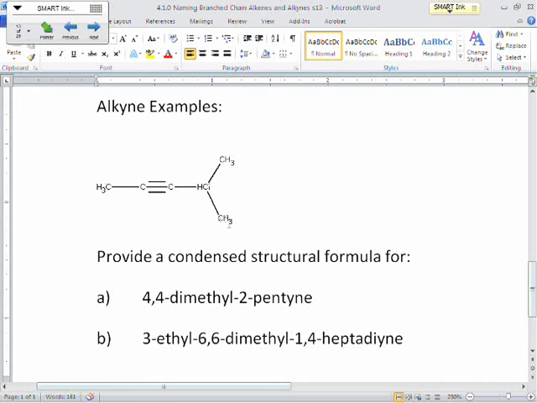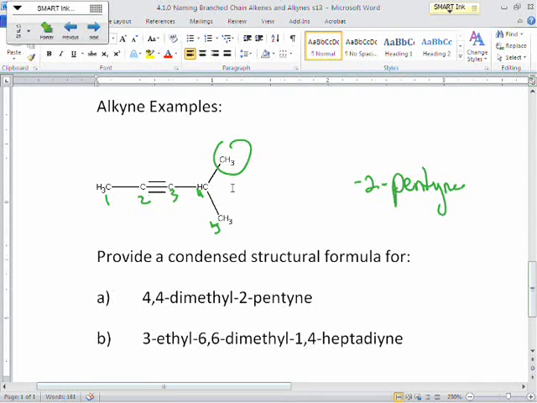You might think, hey, let's count from this end because it's going to give me the first branch. But remember, the triple bond or the double bond gets the lowest number. That means I have to start from this end. 1, 2, 3, 4 for my branch over there on the 4. So there's 5 in total. So what's my base name on this? It's a pentyne. But I do need a number to define where that is. Yeah, it's a 2-pentyne.